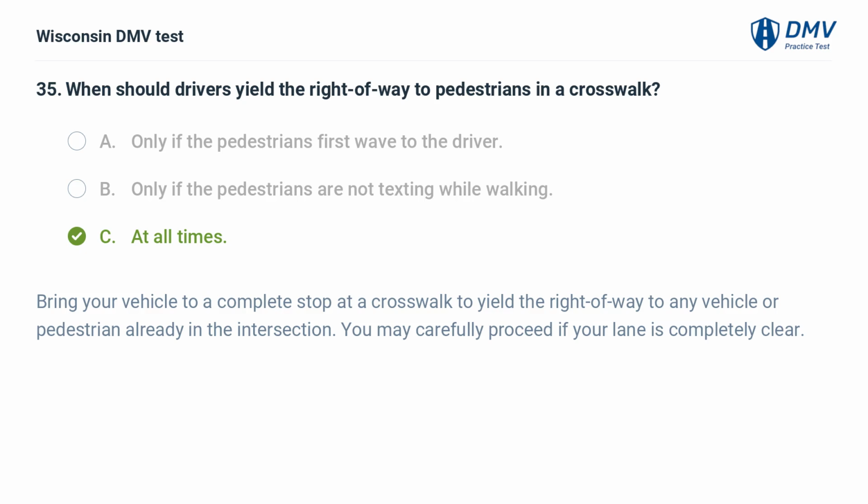C. At all times. Bring your vehicle to a complete stop at a crosswalk to yield the right of way to any vehicle or pedestrian already in the intersection. You may carefully proceed if your lane is completely clear.